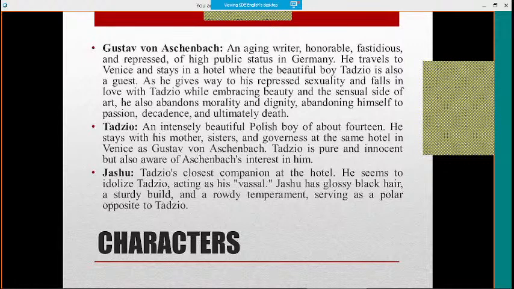He's fastidious. He's very repressed, of high public status in Germany, and he travels to Venice and stays in a hotel where there's a beautiful boy. His name is Tadzio. He's a guest also in this particular hotel. Aschenbach has a repressed sexuality. He had a family and now he's a widower. He was a young widower and he had repressed his sexuality, and he falls in love with Tadzio, who is a symbol of ideal beauty.